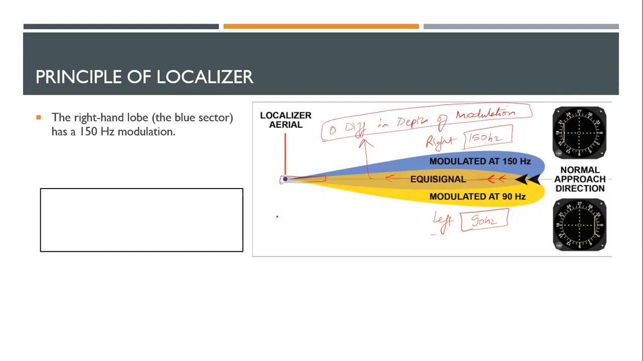Now let's look at another perspective. Suppose the aircraft is not on the extended center line, where will it be? Let's suppose that it is on the right side.